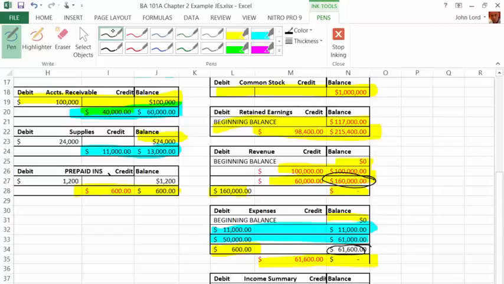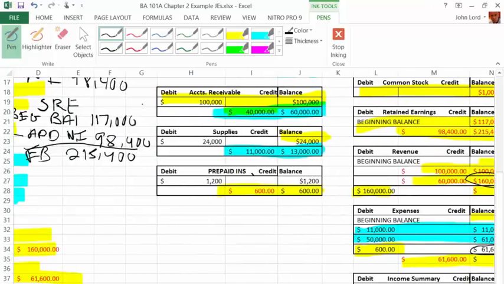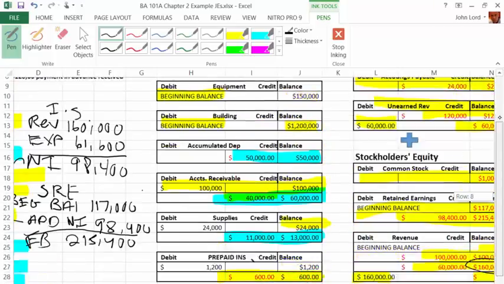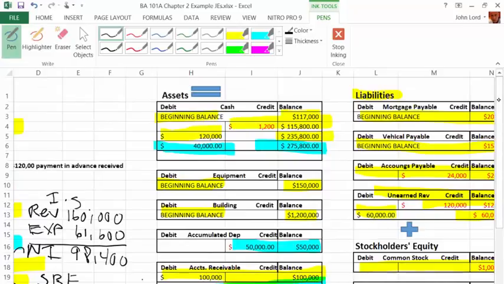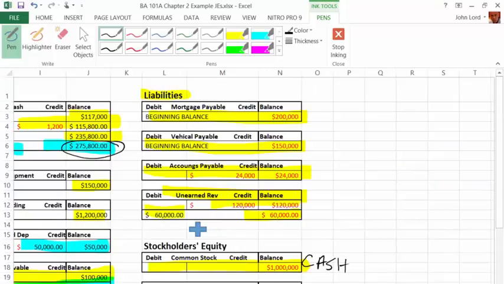Okay. So who wants to call out? Just call out for me, reading off of the ledger, the different numbers. Well, let's just do it together. Cash. We look at our cash balance. How much is the cash? 275,800. Okay, good. So we just write cash, 275,800. Good.